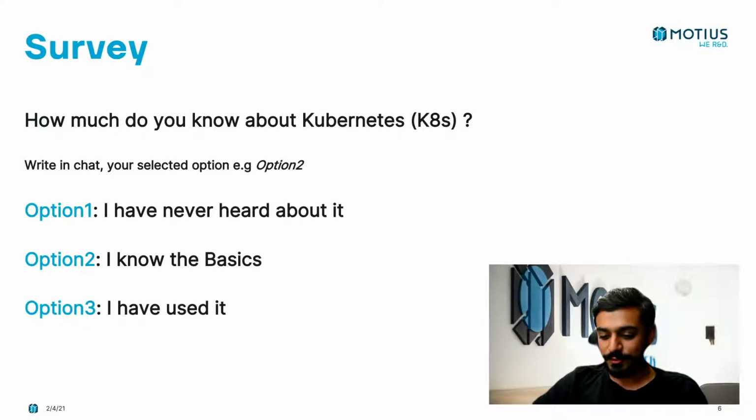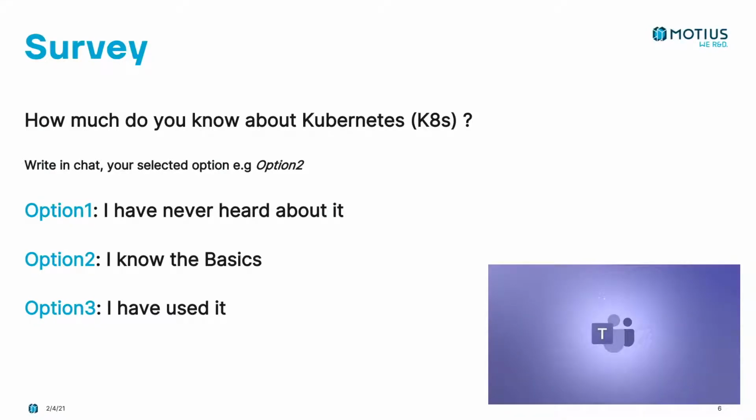3, 3, 2, 1, 2, 2. So in the YouTube chat, we have also one option 3 and one option 2.